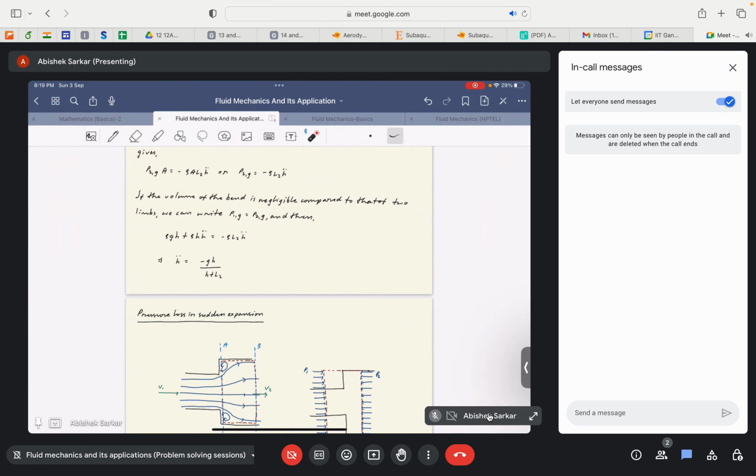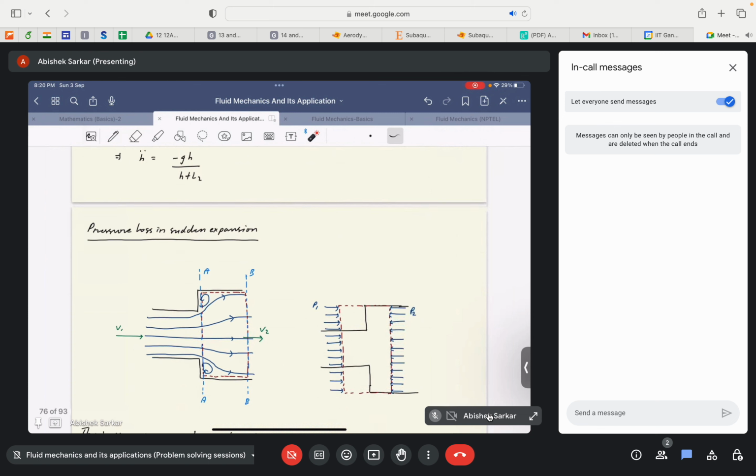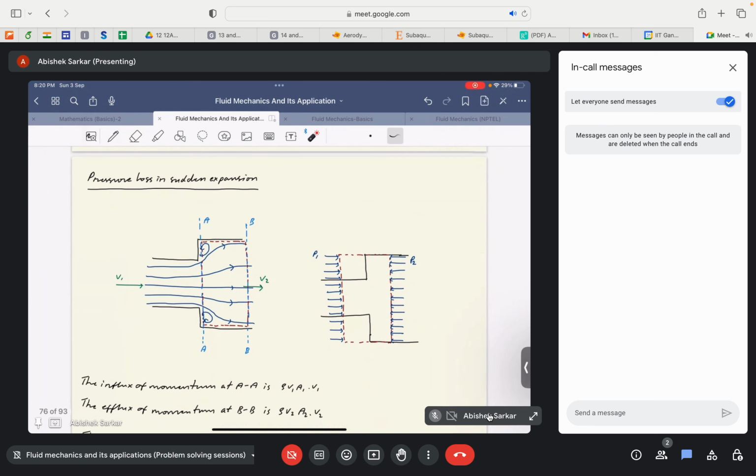So now we discuss the pressure loss due to sudden expansion.